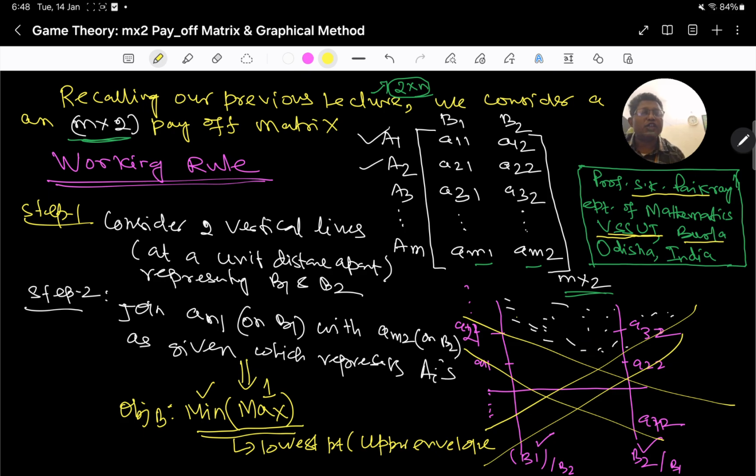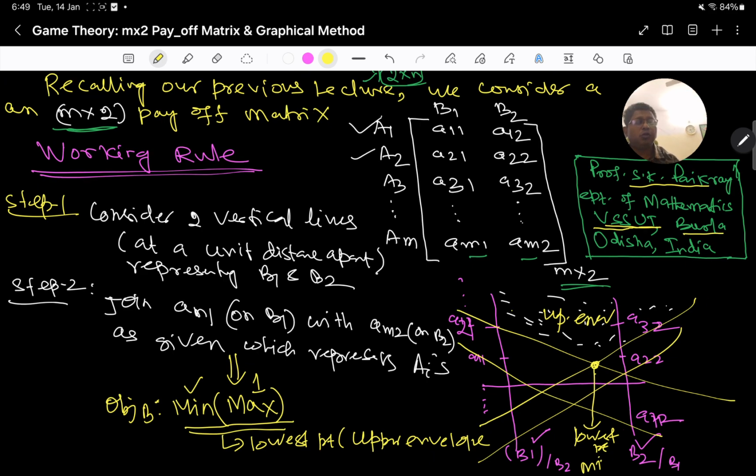And we find the lowest point of the upper envelope. This point is my lowest point, that means my minimax point. Okay, this is my minimax point. So this is my intention.